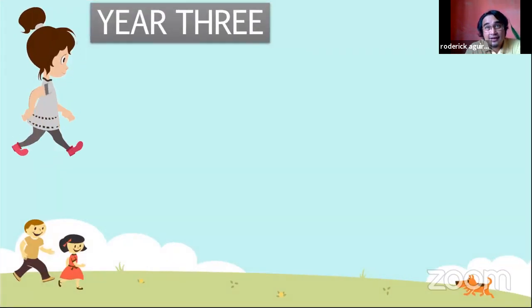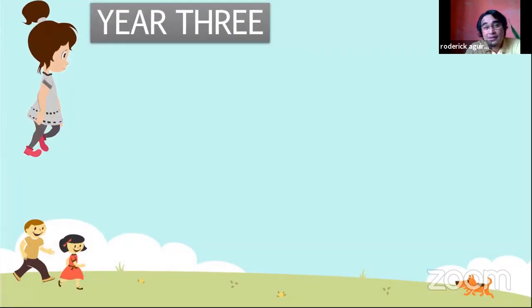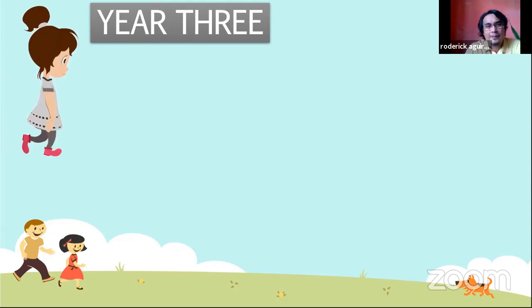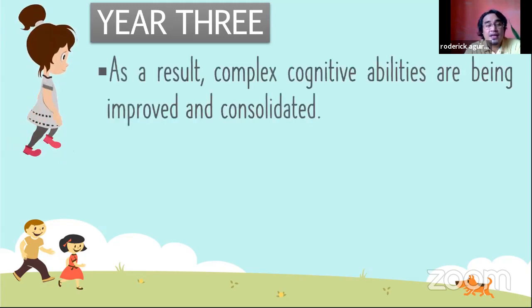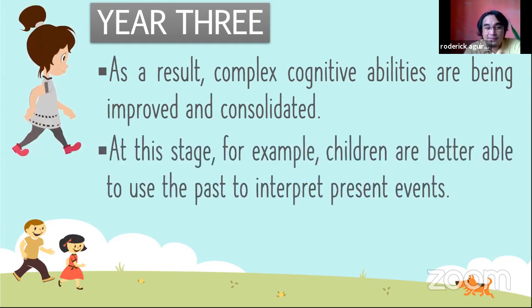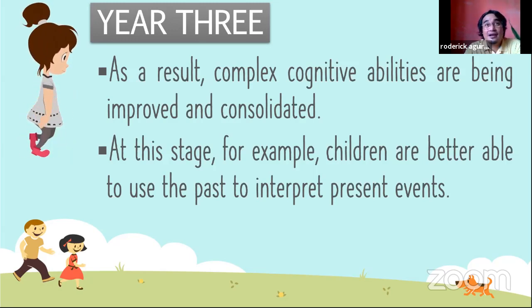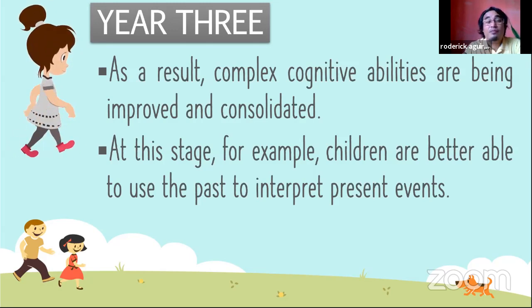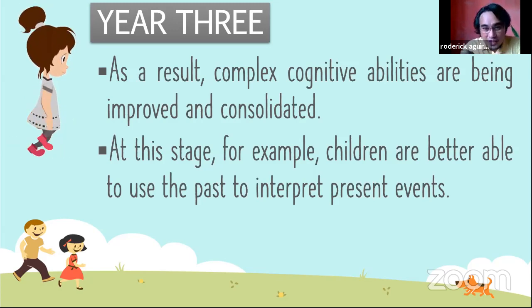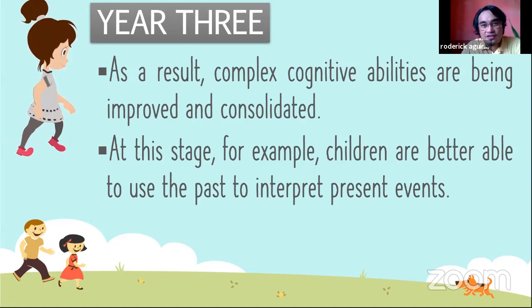So if you want to teach our kids study habits, good habits at home, good routines, good sleeping habits, good food habits, nutrition and all, dito po sa 0 to 3 years old. As a result, complex cognitive abilities are being improved and consolidated. Kung tama lahat ha. At this stage, for example, children are better able to use past to interpret present events. Ito po yung sinasabi natin na mahirap sa year 3. Starting from year 3, ang bata mahirap pong mabigyan ng promise dahil hindi nila makakalimutan yan. So people out there, never promise to kids when you cannot fulfill them. They will hang on to that.